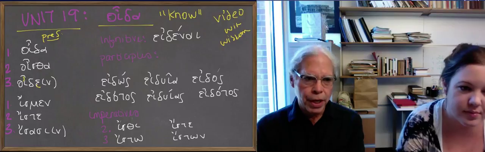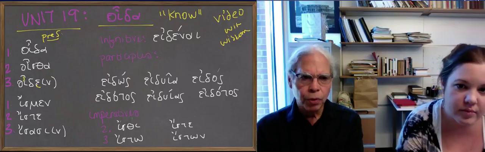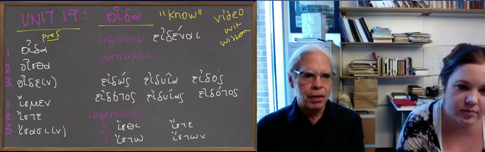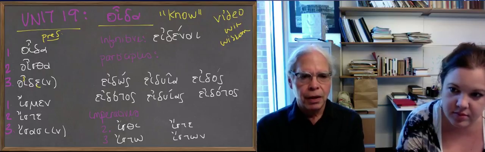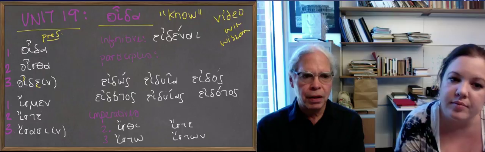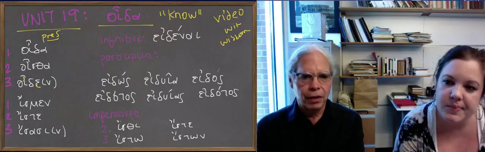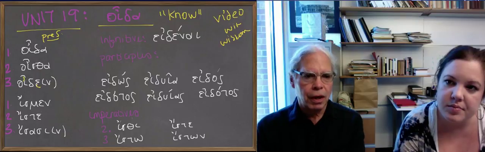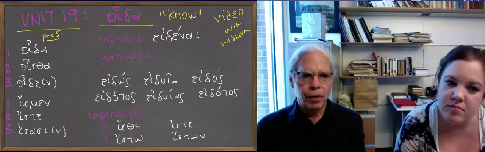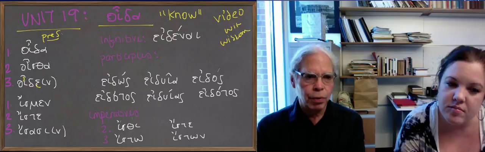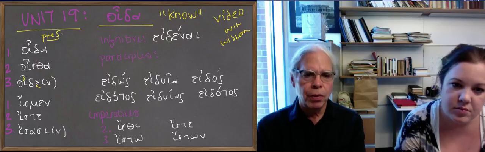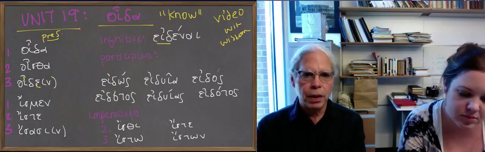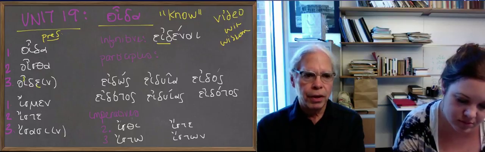The root there is oid, or originally woid. In the plural, we've got ismen, iste, isasi. The root here looks like is, but it's actually originally id, and the phonology changes from idmen to ismen, in this dialect especially. That's the form of the root without the o or e. You've got o in the singular and no vowel in the plural of the present perfect. If you look at the infinitive and the participle, the root is eid, originally weid. So there's your e grade, eid, oid, and id.